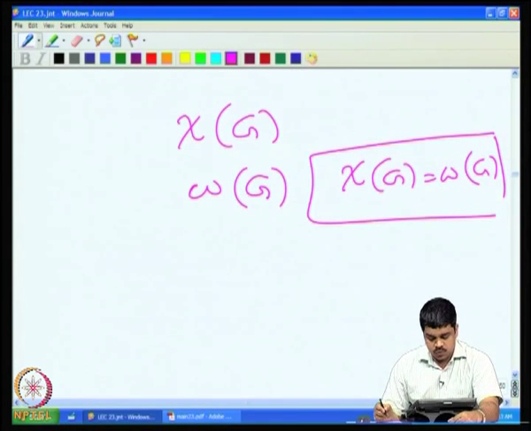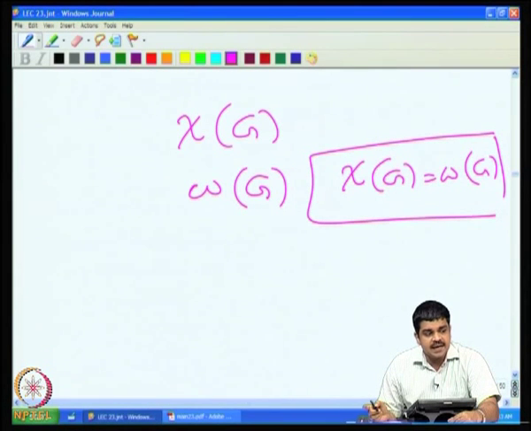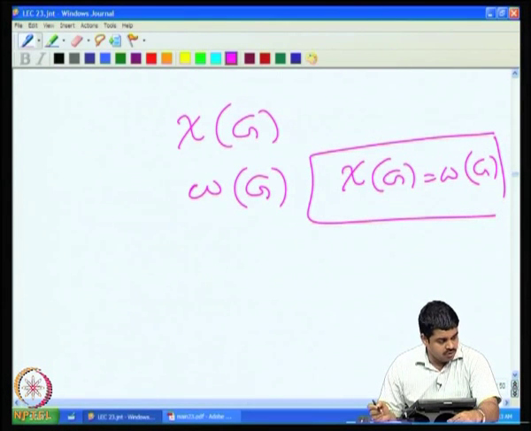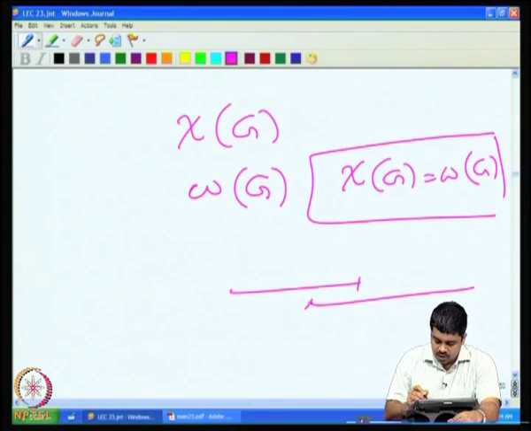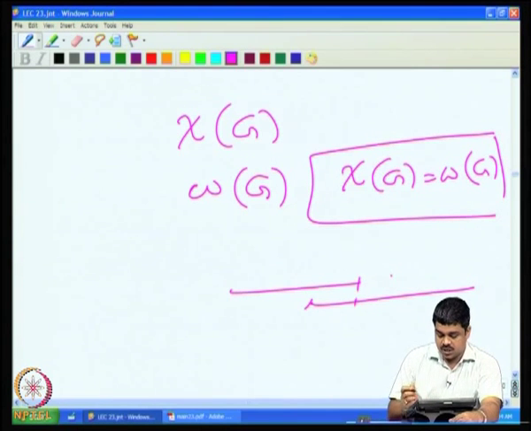So, now is it true? What is omega of g? It is a clique. When you say clique, how will it look in the interval representation? Each vertex corresponding to the clique has an interval, and they pairwise intersect, right. Now, in a collection of intervals, if every pair has an intersection, then we can say that there is a common intersection also. This is called the Helly property of interval graphs.